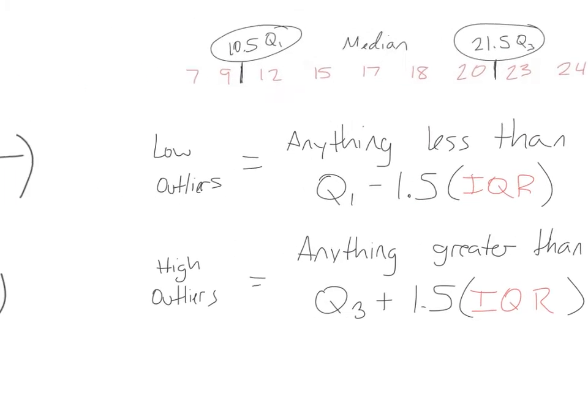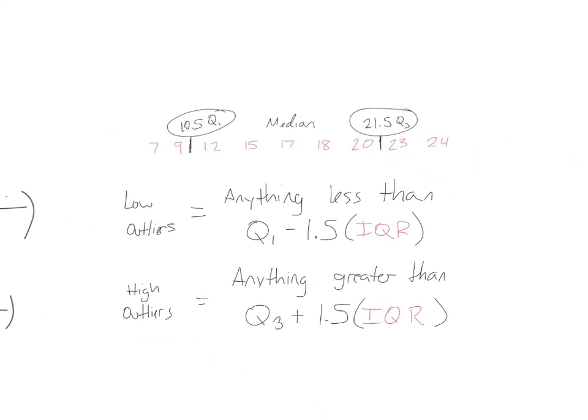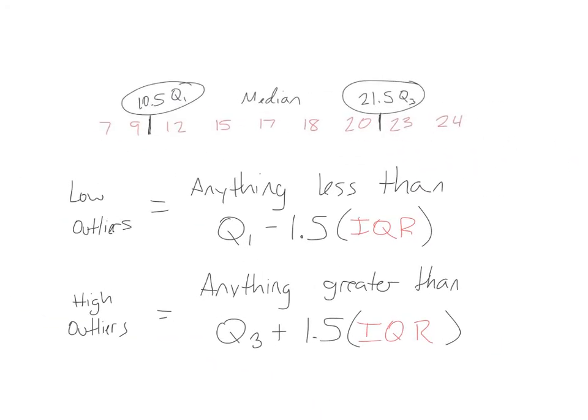So let's talk about the low ones first, the ones on the left side. Okay, so what's a low outlier? Well, it's anything that's less than the first quartile minus 1.5 times the interquartile range. Okay, so let's use that last data set we were working with and figure out what the low outlier should be. Anything less than our first quartile minus 1.5 times the interquartile range.